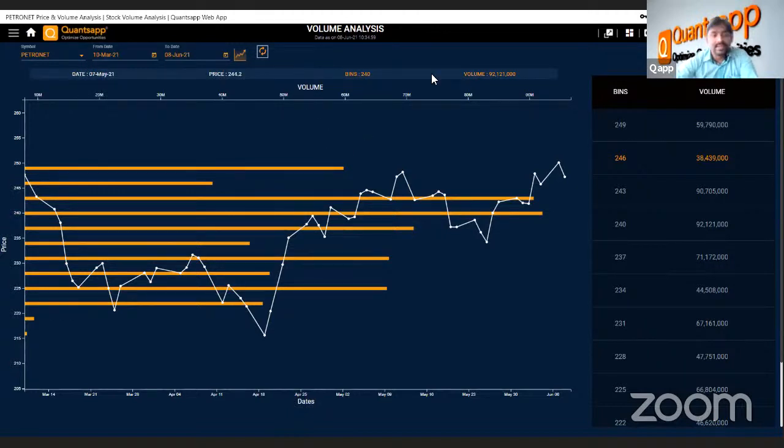One more thing you are observing here is the bins. So bins is basically a cluster of a level where we are observing the highest volume. Now this support resistance is basically based on the high volumes specifically.